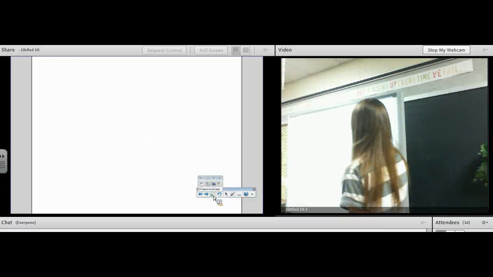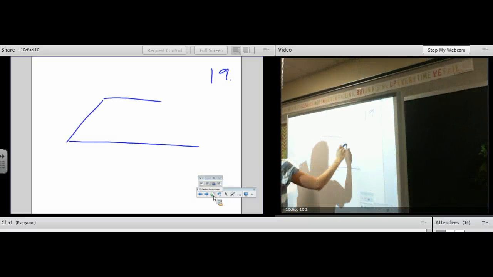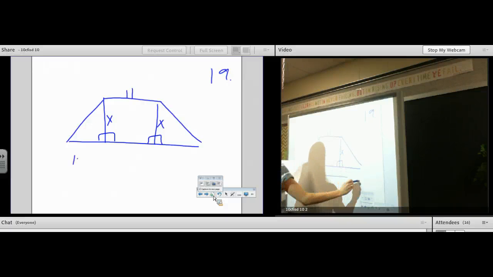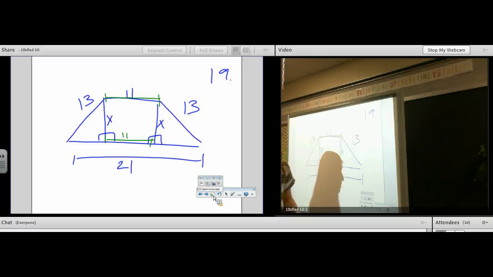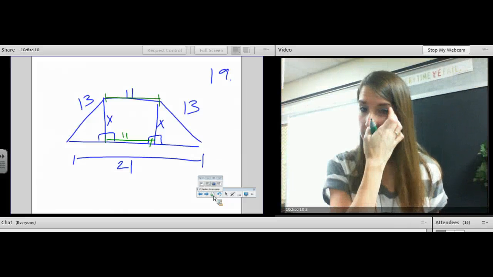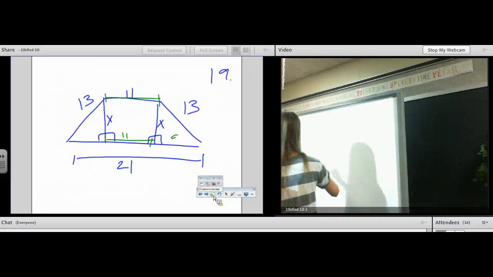19. We've got a trapezoid. We did one of these in the notes. 11, 21, 13, 13. You can take this 11 and bring it down here. So this is 11. What's 21 minus 11? 10. So you've got 10 to work with. This is an isosceles trapezoid, so we know it's even on both sides. So 10 divided by 2 gives us 5 and 5.